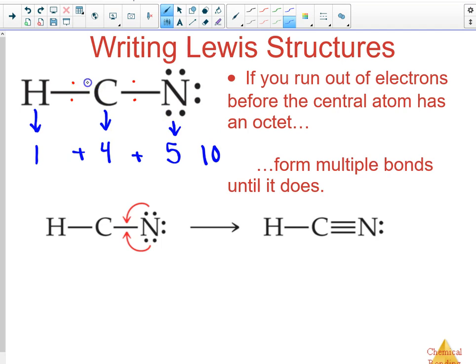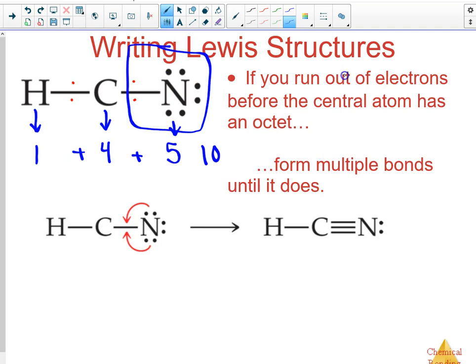We put carbon in the middle. We put H on the side, connected it, N on the side, and we connected it. And now we've used 1, 2, 3, 4, 5, 6, 7, 8, 9, 10. We've used every available valence electron. And nitrogen's okay with this, because nitrogen has a full octet, right? Right here. But is carbon happy?